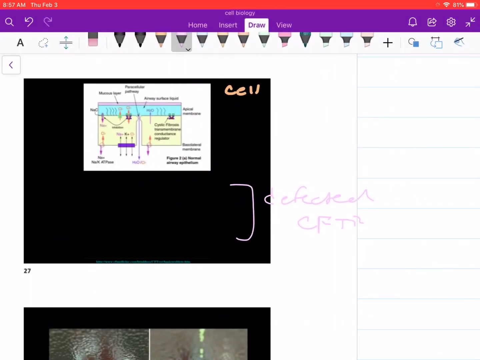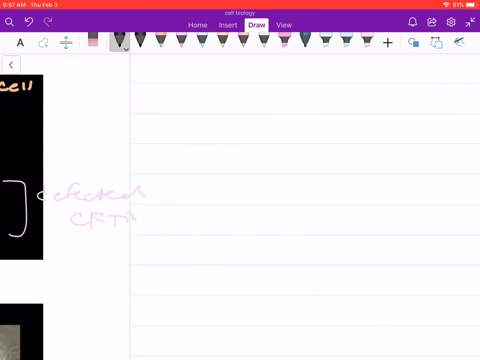The CFTR transporter doesn't work. You can't move these chloride ions out, right?